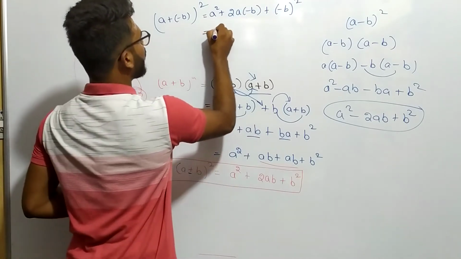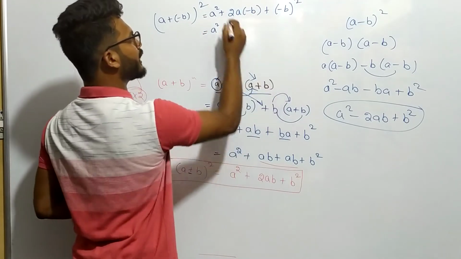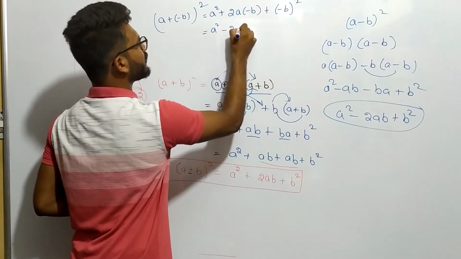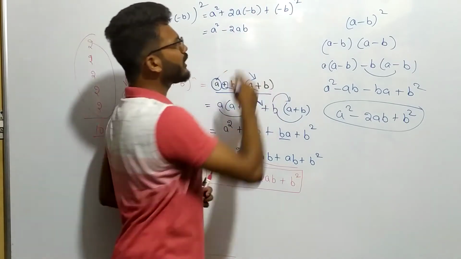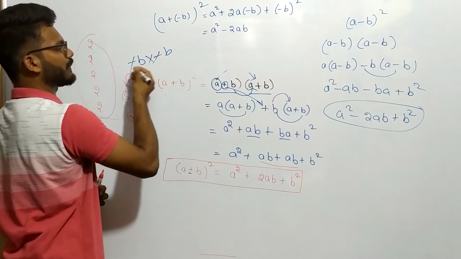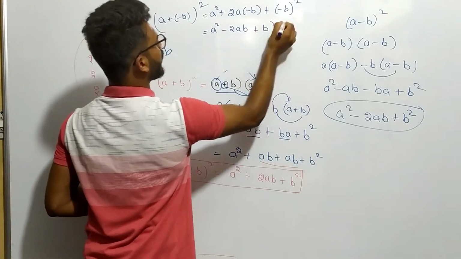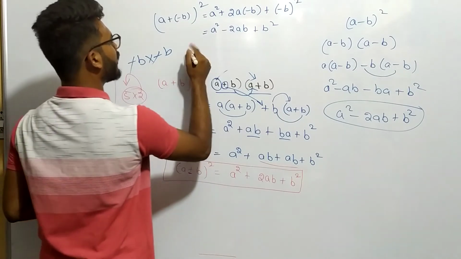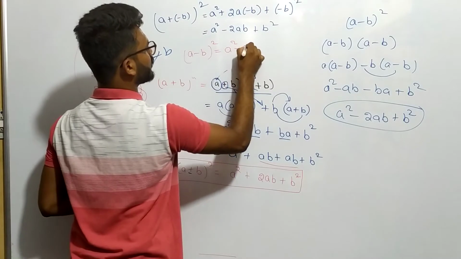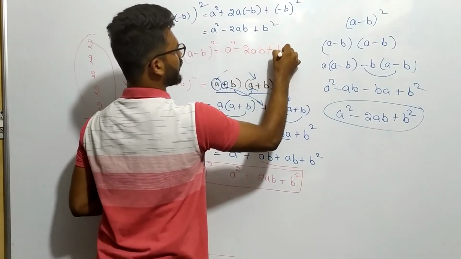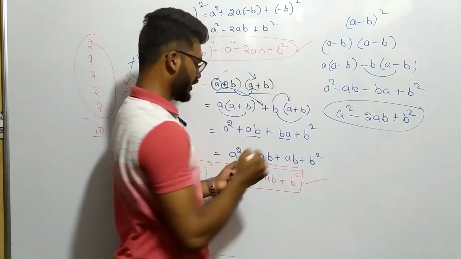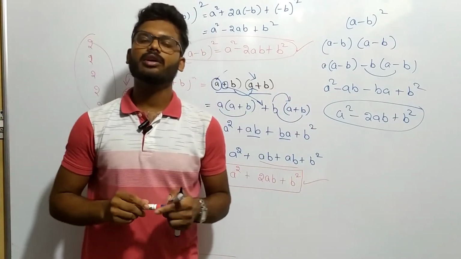And a square, 2a into minus b, plus into minus is minus, so we will get minus 2ab. Minus b whole square is nothing but minus b into minus b, and minus into minus is plus, so we will get plus b square. So a minus b whole square is equal to a square minus 2ab plus b square. Okay, this is the formula of a minus b whole square, and this is the formula of a plus b whole square. These two you have to keep in mind.